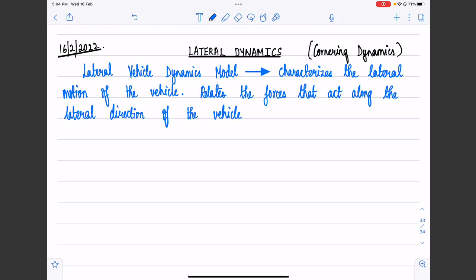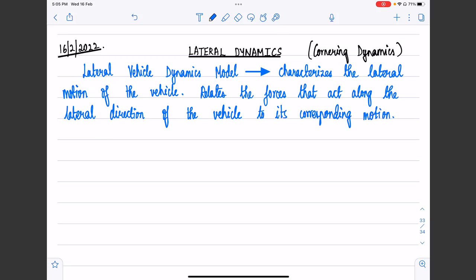So what is this lateral direction? The lateral direction is perpendicular to the longitudinal direction of motion of the vehicle on the ground plane, on the road plane. Okay, so that is the lateral direction. So the forces that act along the lateral direction of the vehicle, and its corresponding motion, that's what we are essentially going to be interested in.